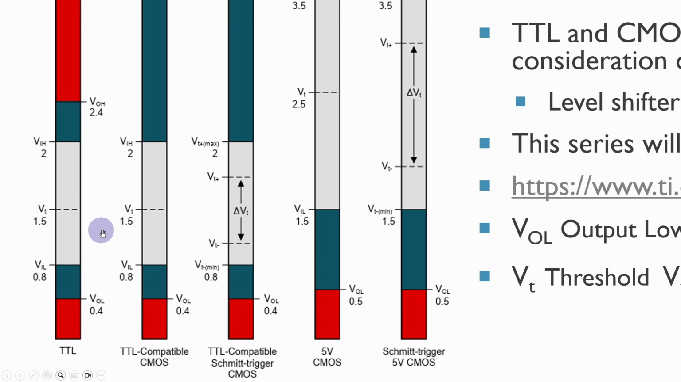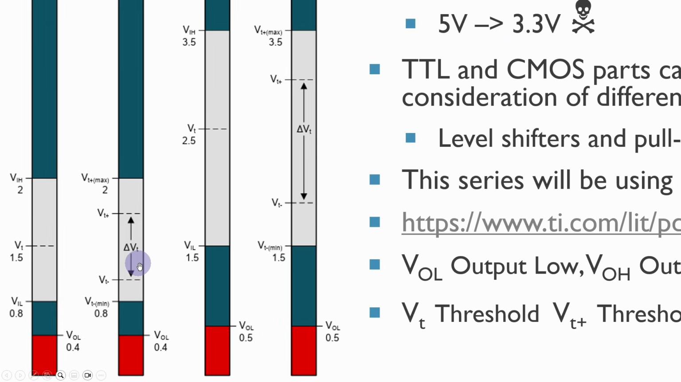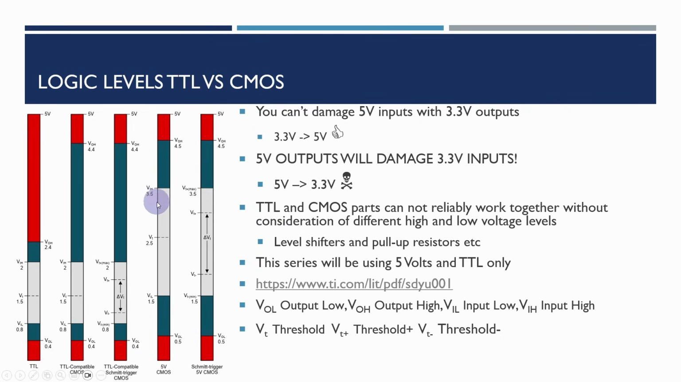The problem comes when you try to connect things to CMOS, because CMOS has different levels. The output low level will be similar, but what it treats as an input low is quite a bit higher, so you can see the difference there. When we come to the high levels, the output high is generally 4.5 volts and the input high is 3.5 volts.